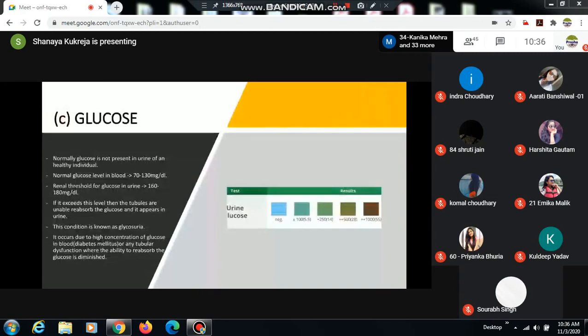Third is glucose. Normally, it is not present in urine as it is reabsorbed from the tubules. Normal glucose level in blood is 70 to 130 mg per dl. Renal threshold for glucose is 160 to 180 mg per dl. If it exceeds, glucose comes in urine, and this condition is known as glycosuria. It can occur due to high concentration of glucose in blood, which occurs in diabetes mellitus, or any kidney dysfunction where the ability to reabsorb glucose is diminished and it appears in urine. As seen in the picture, the gradings.